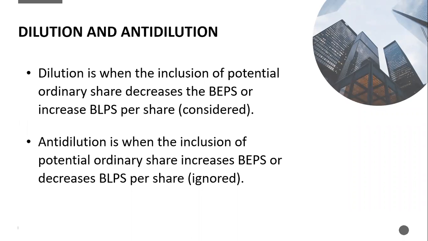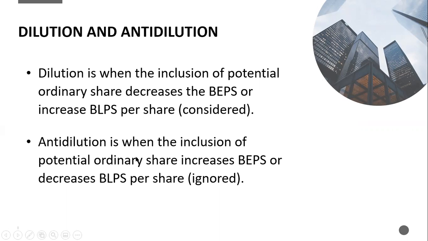So we have dilution and anti-dilution. Dilution is when the inclusion of potential ordinary share decreases the basic earnings per share or increases the basic loss per share. So it is considered. In our formula, if your denominator increases, most probably the result will decrease. So that is dilution.